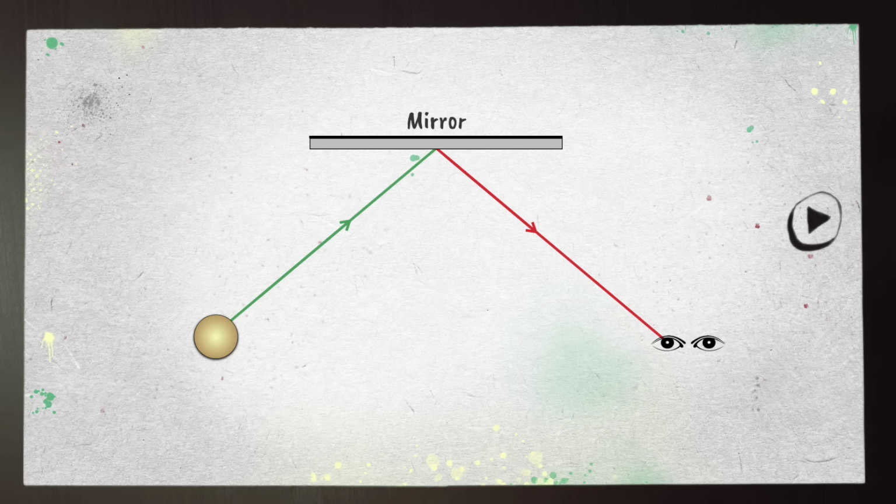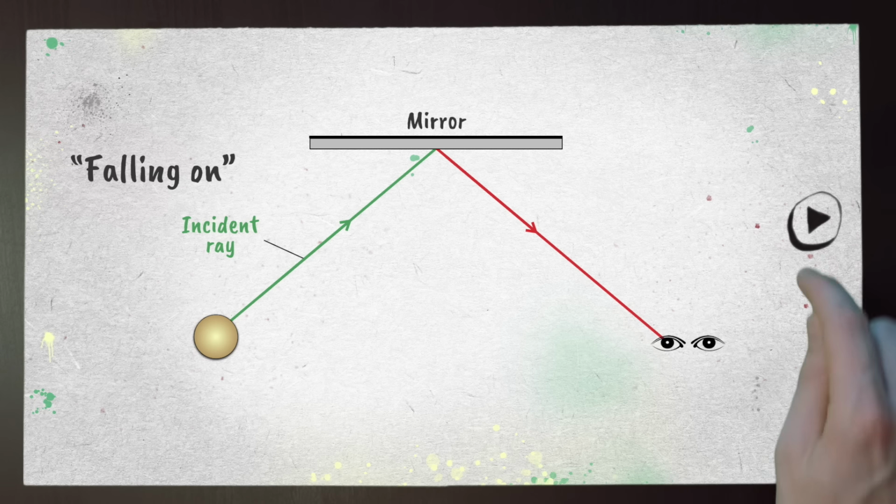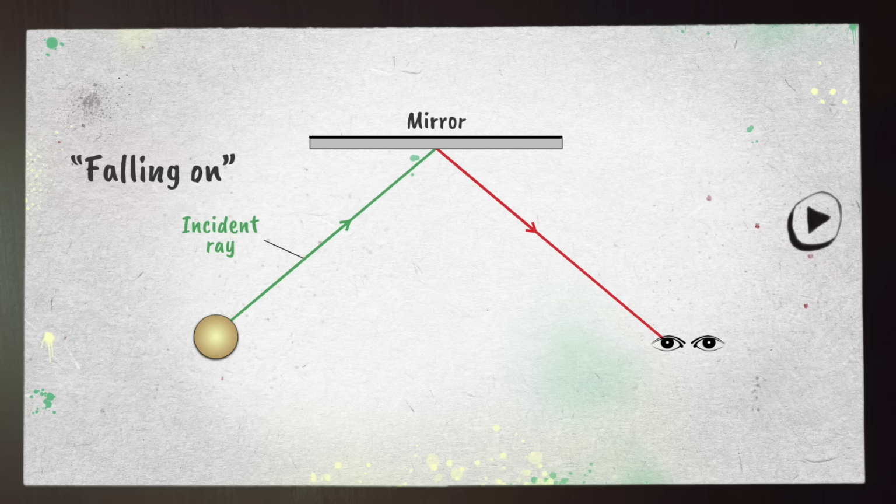So in our diagram, we've got two light rays. One is going to the mirror, the second one from the mirror to our eye. The first one is called the incident ray. Incident comes from Latin and means falling on. So the incident ray sort of falls on the mirror. The second is reflected off the mirror, so it's called the reflected ray.